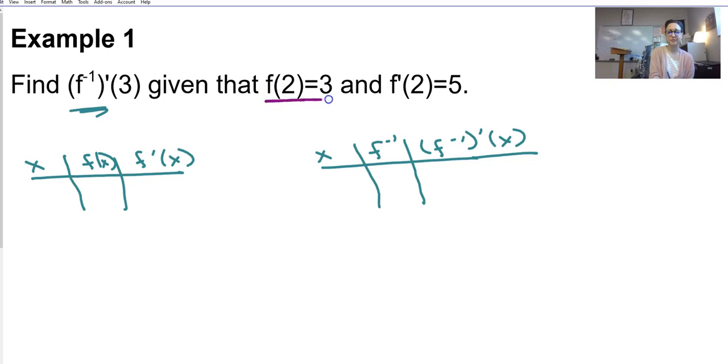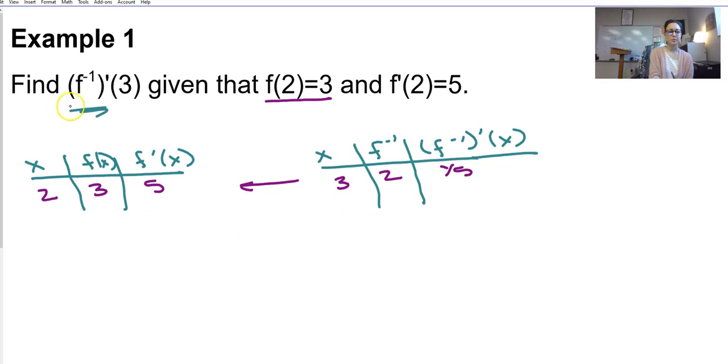So we have that f of 2 is 3. So in my original function, I have the point (2, 3). And then when x is 2, again on the original, the derivative is 5. So 5 goes here. All right, now we're going to fill in this table. I'm going to invert. I'm going to switch my x and my y, right? So now instead of the point (2, 3), I have the point (3, 2). And then in that same row, I'm just going to flip and take the reciprocal.